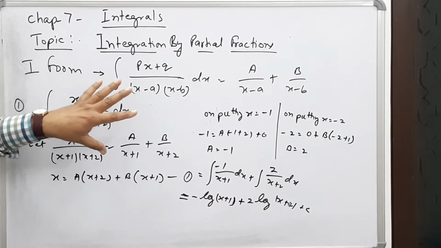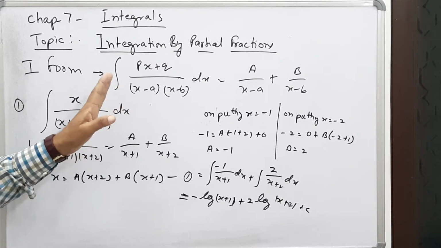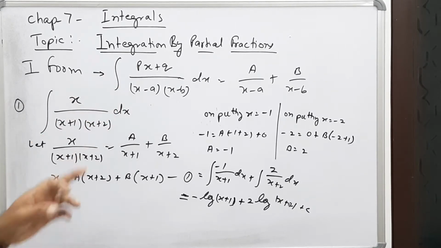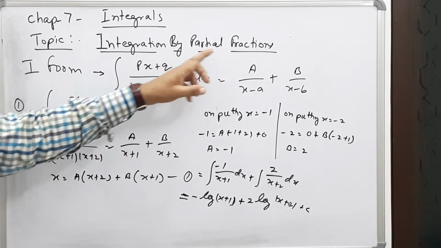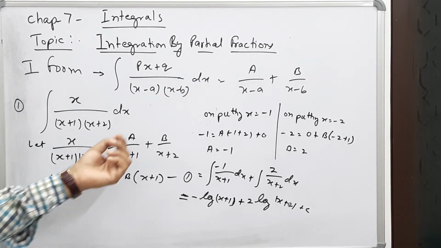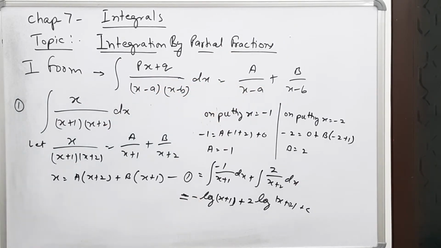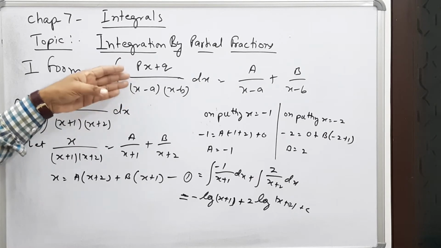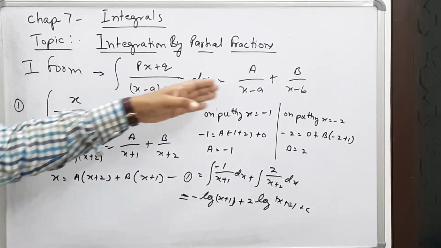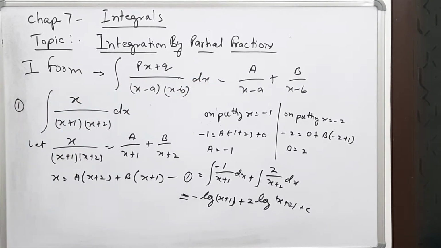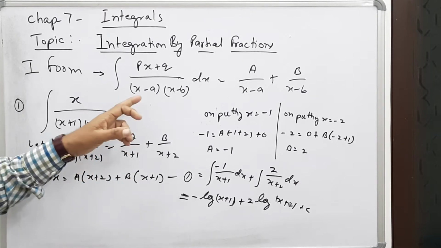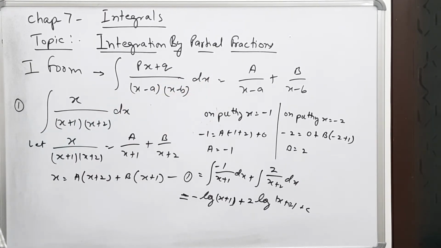So here in this problem, the main part is to break this into partial fractions. Partial fractions means we break this into two fractions. This is in the multiple and division form, and this is the sum form. As I told you, the basic rule of integration is to convert the product form into the sum form. Then it will be easy. So that is the first form of integration.